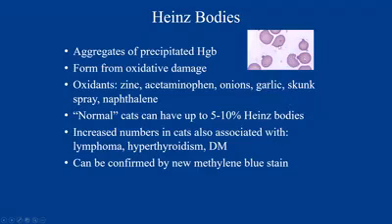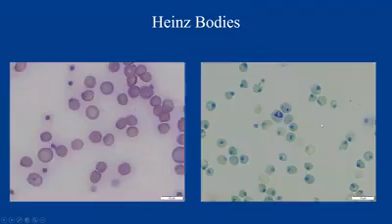Here's actually a clear one sitting right here that you can barely see. We can do a new methylene blue stain. So this is an example. Here's a patient. This patient actually got into caramelized onions. It's a cat, and here's a whole bunch of these clear spots. These are the Heinz bodies, all right? But they're kind of hard to see.